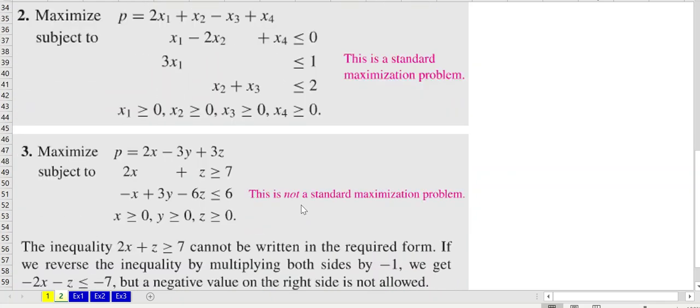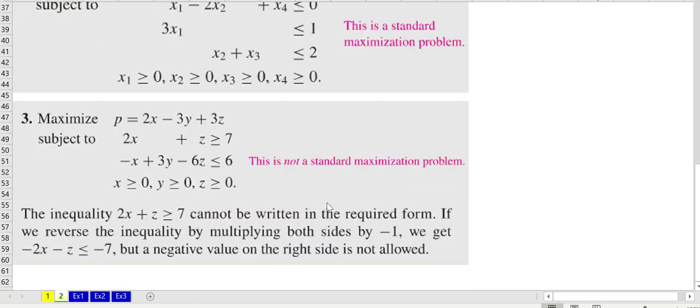The third one, this is not a standard maximization problem. The objective function is okay. Maximize P equals 2x minus 3y plus 3z. But here we get into a little bit of problem with the first inequality. We have a greater than or equal to 7. So that makes it not a standard maximization problem. The second inequality is okay, less than or equal to, and a positive 6.